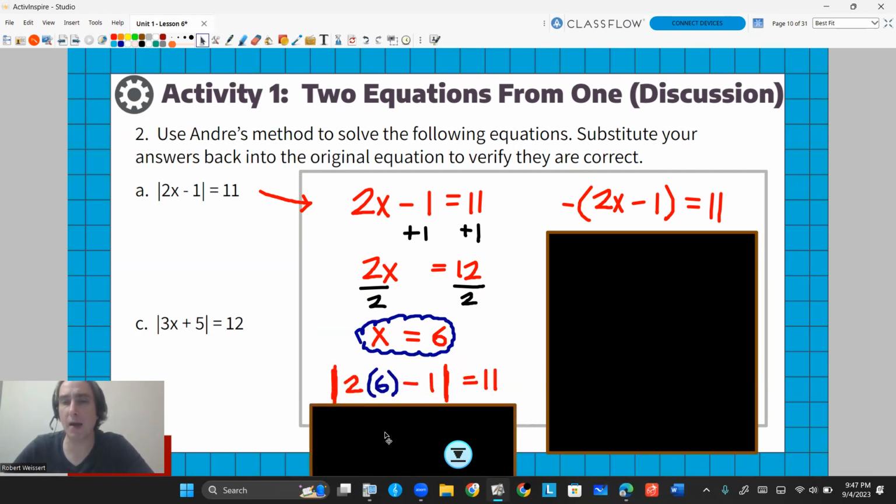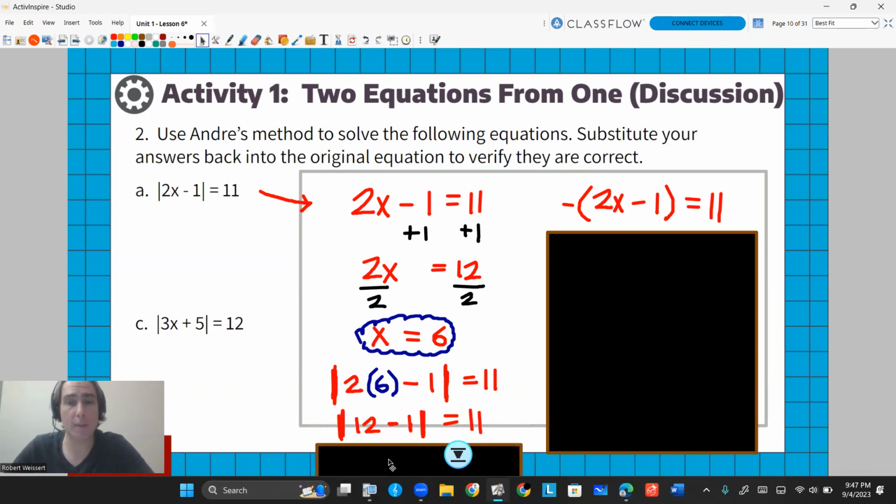If you substitute that back in, the absolute value of 2 times 6 minus 1, you'll get the absolute value of 12 minus 1, which is the absolute value of 11. That checks out.